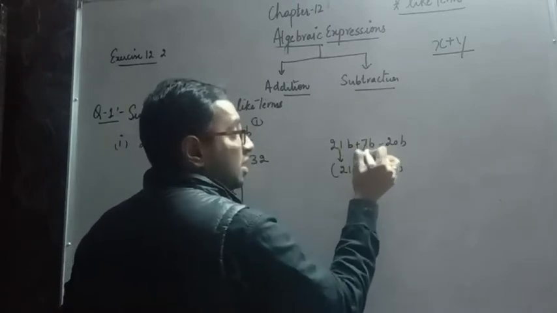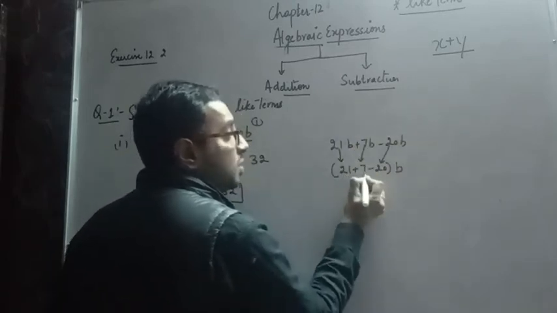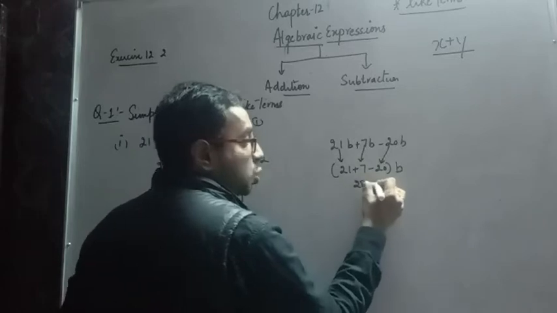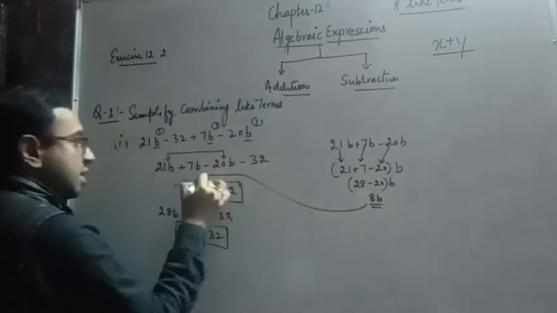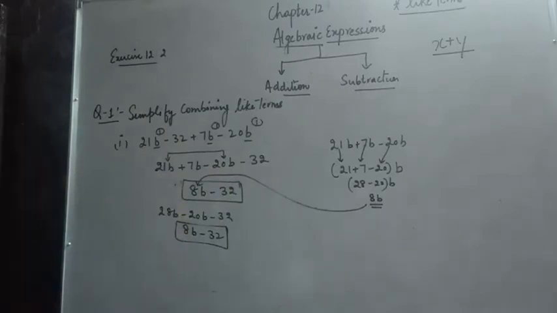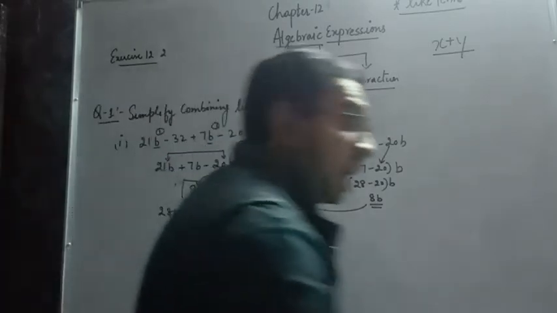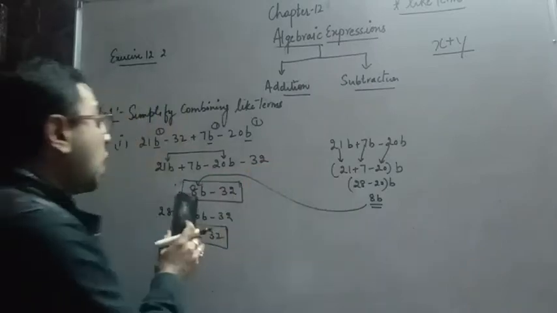After taking b common, what is left? 21. What is left? 7. What is left? Minus 20. 21 plus 7 is 28, minus 20 is 8. 8b is the answer. That is why I have written 8b. Are we clear? So by taking common, we can do it.